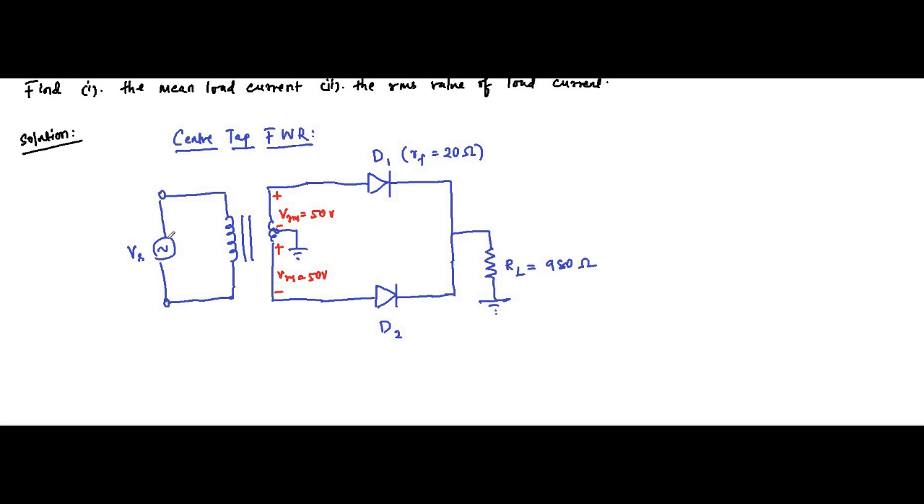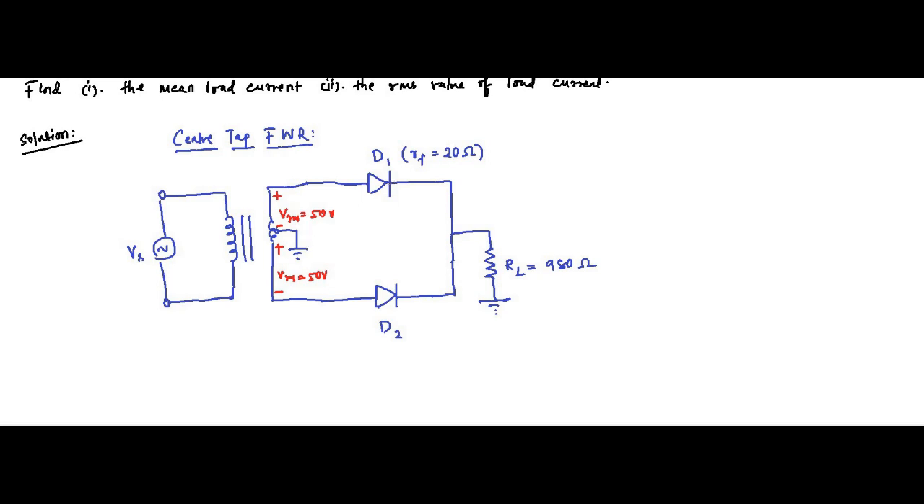Now you know that in a center tap full wave rectifier, at any given half cycle, the positive half cycle or the negative half cycle, only one of the diodes is forward biased and conducts, and the other is reverse biased and open circuited, it does not conduct. During the positive half cycle, D1 will conduct, behaving as a short circuit with a forward resistance of 20 ohm, and D2 will remain open circuit. In the negative half cycle, D2 will conduct, D1 will not conduct.